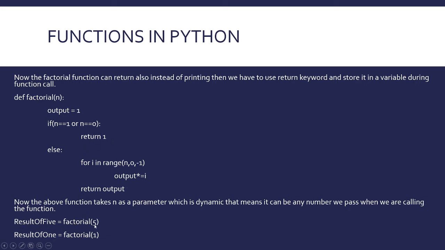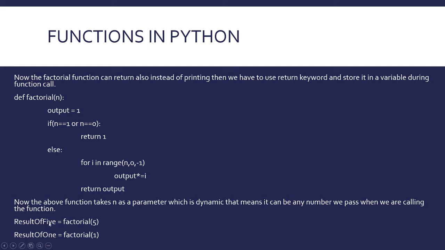For this we have to pass the parameter, then we have to declare a variable that will store the output returned from the function. Either it will return 1 or the output value, and it will be stored in result of 5. So the factorial of 5 is 120, so 120 will be stored here, and the factorial of 1 is 1, so it will be stored here.